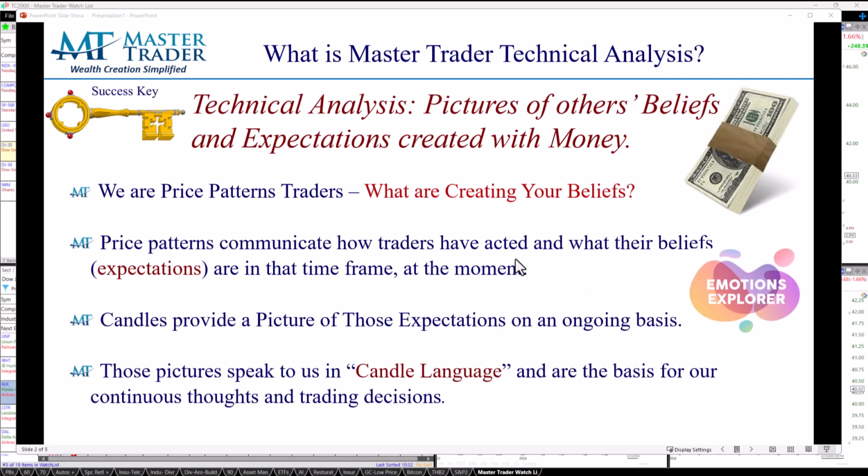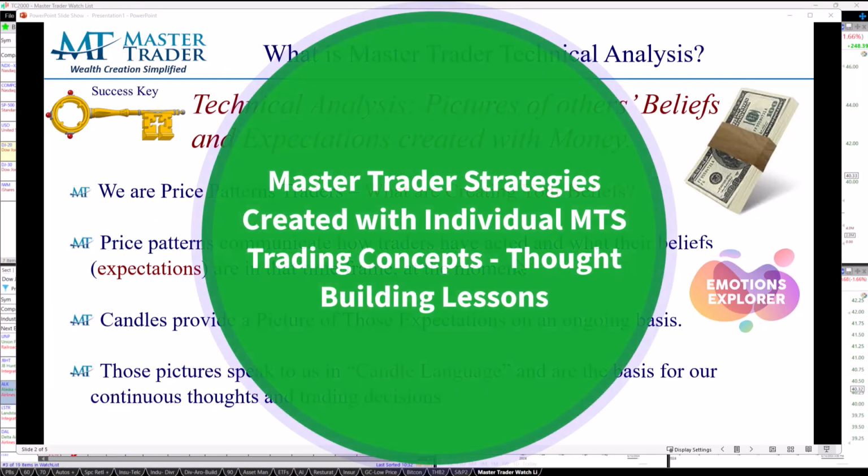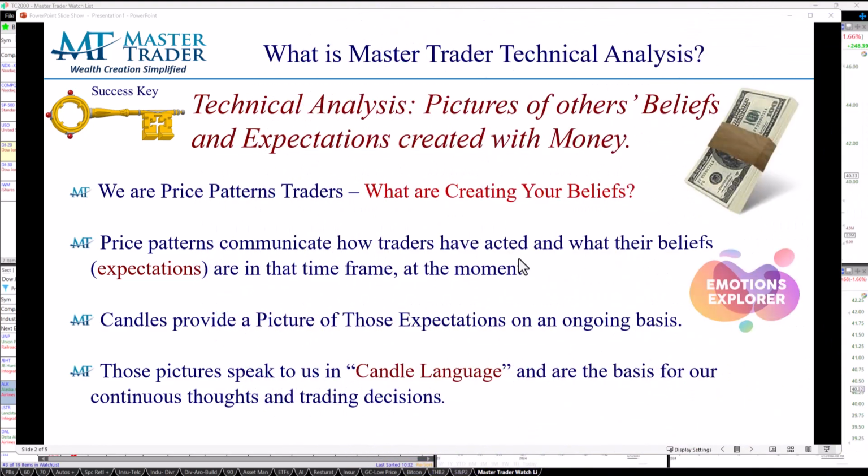So let's take a look. Let's start with an understanding of how we approach reading charts, technical analysis. I can tell you it's not based on indicators and Elliott wave or anything esoteric. It's price patterns. Price patterns, as it says, pictures of others' beliefs and expectations created with money. And I'll show you a few examples of that, and you'll get it pretty easily.